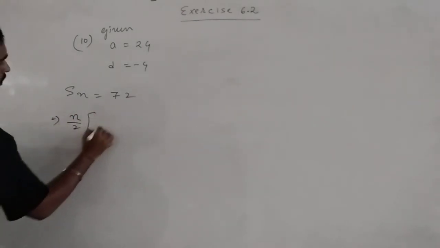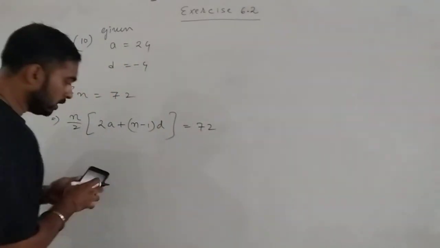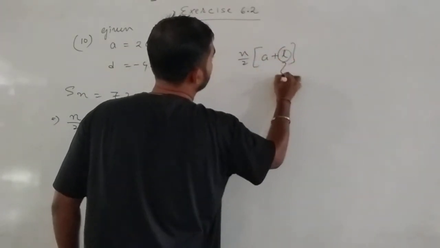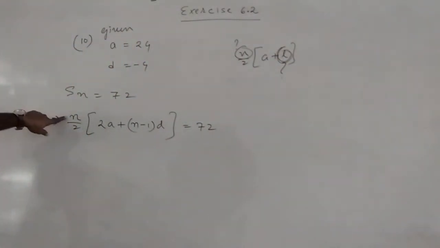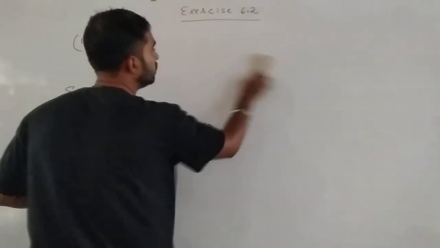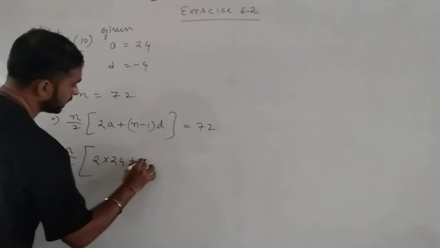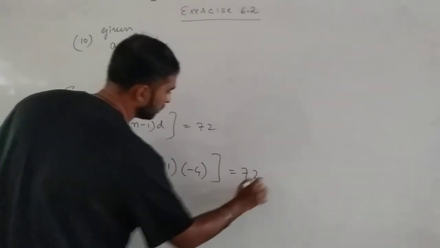N by 2 twice A plus n minus 1 D is equal to 72. Here we can't use the formula n by 2 A plus L, because here L is not given, and n is also not given. But in this formula, n is not given, A is given and D is given. Only one unknown quantity is there. That's why we are going to use the formula Sn equal to n by 2 twice A plus n minus 1 D. N by 2, twice A, 2 into 24, plus n minus 1 D. D means minus 4, is equal to 72.